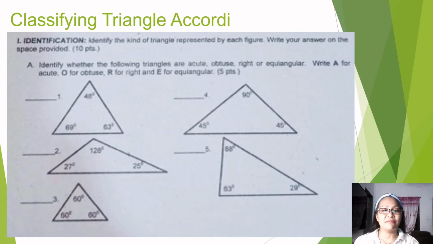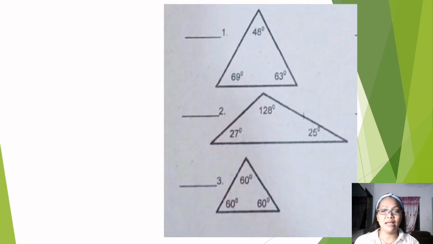Example, classifying triangles according to angles. So we have 5 figures here. We need to identify whether the following triangles are acute, obtuse, right, or equiangular. For number 1, as you can see, we have 69, 63, and 48. All the angles are acute. Therefore, number 1 is an acute triangle.